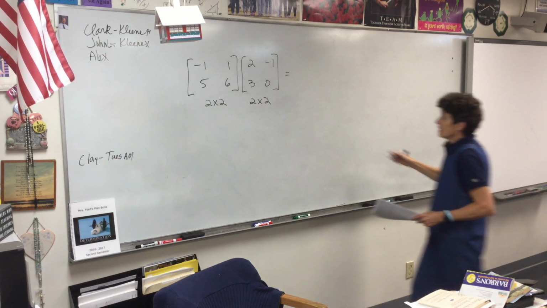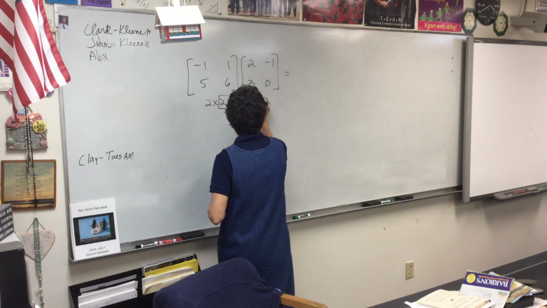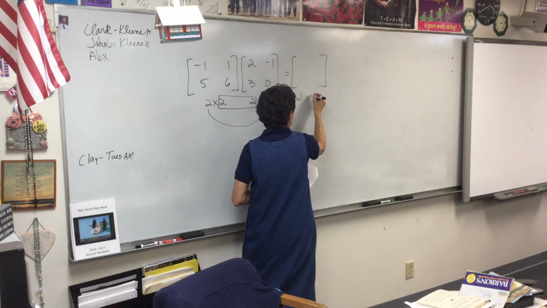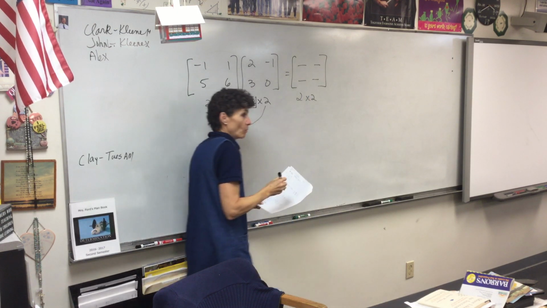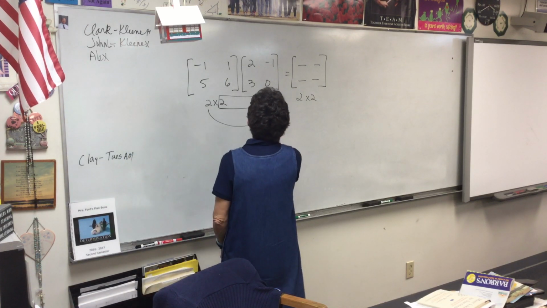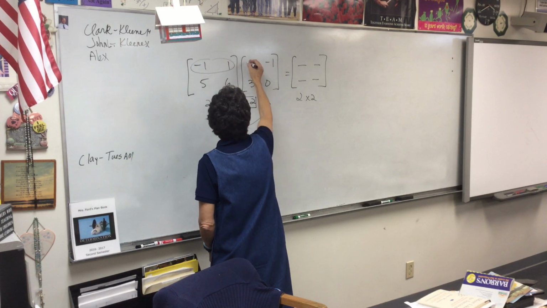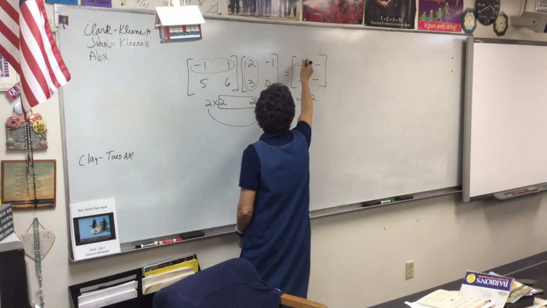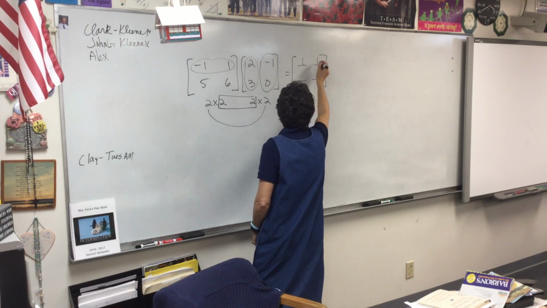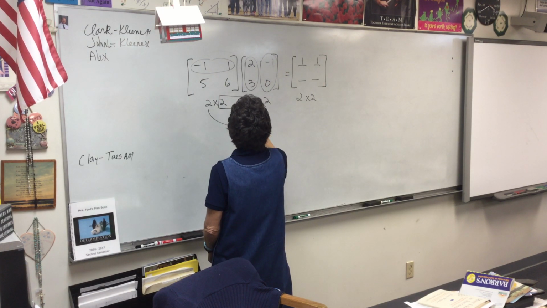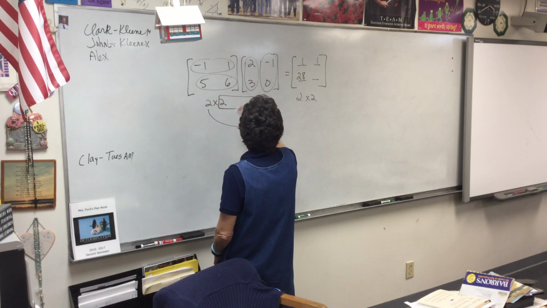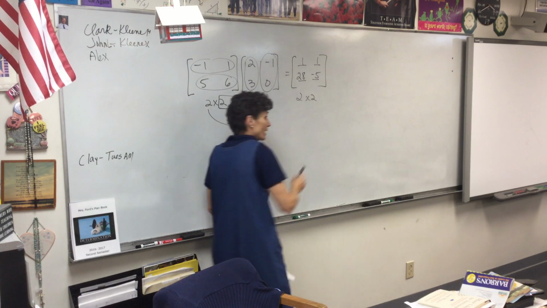Okay? And since I can, my answer will be another 2 by 2. So we have 4 numbers to fill in. So what would those be? Row 1, column 1, looks like a 1, and then column 2, looks like another 1. Double check me, please, don't let me make a careless mistake. 28, and negative 5, is that okay?